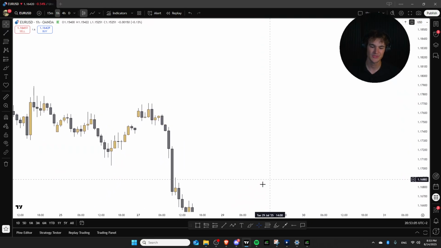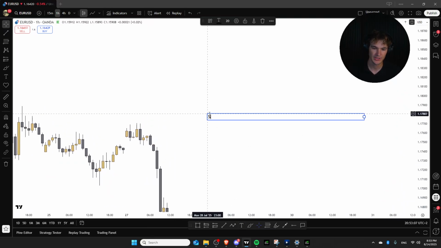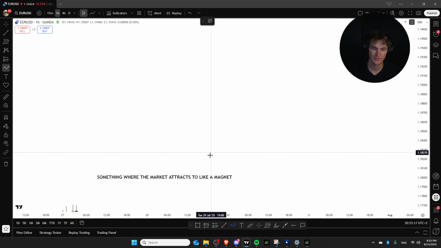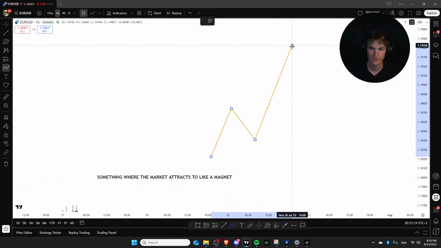So an imbalance is basically something where the market attracts to like a magnet. Now, if that doesn't really make a lot of sense, let me explain to you. Let's say the market is bullish. The market wants to come back to this area. Why? Because this area contains what we call imbalance. There's an inefficiency within the price here that the market wants to fill.